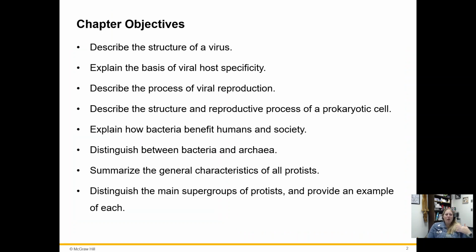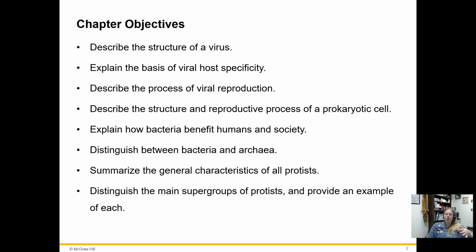So here are our objectives. We're going to define and describe viruses. We're going to talk about viral reproduction, which is really kind of replication. Some places call it reproduction. I prefer to use the term replication, but your book does call it reproduction.